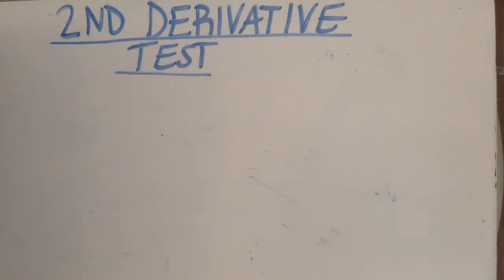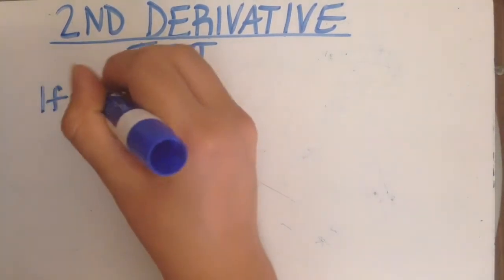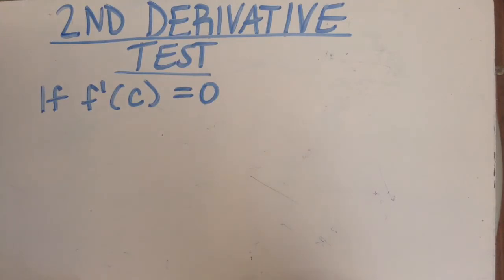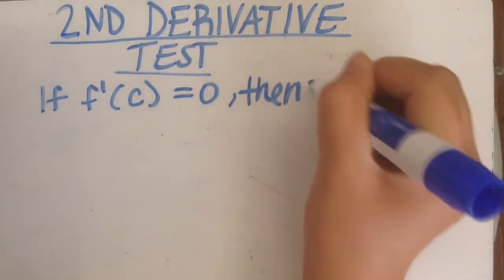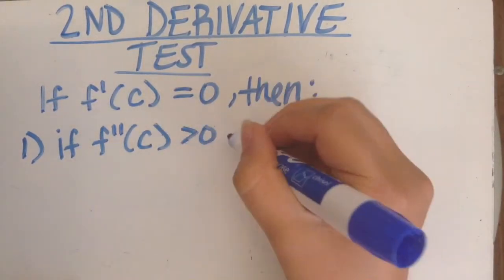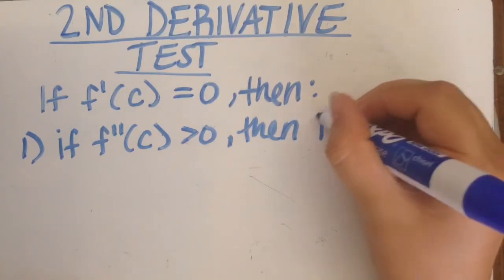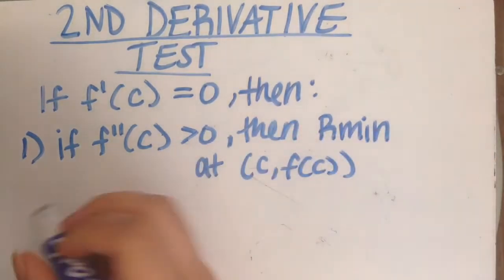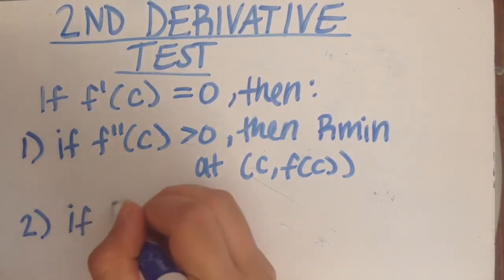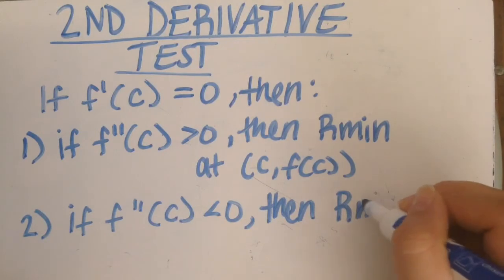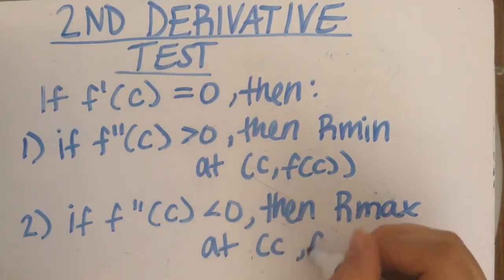So now let's define and see how the second derivative test works. So first let's define it. The second derivative test says that if f prime of c, any x value c, equals 0, and if f double prime of x exists on an open interval containing c, then we can say three things. One, if f double prime of c is greater than 0, then there is a relative minimum at c, f of c. And two, if f double prime of c is less than 0, then there is a relative maximum at c, f of c.